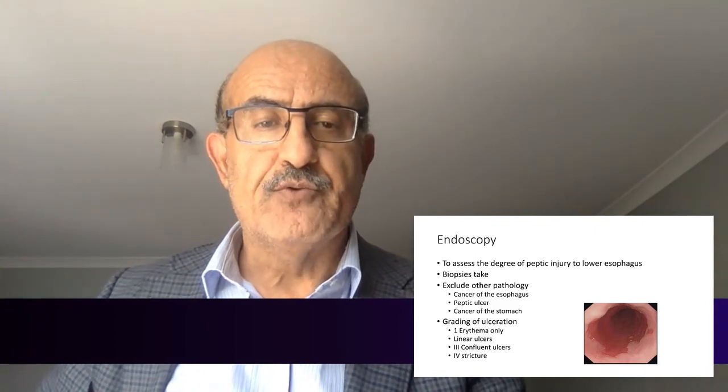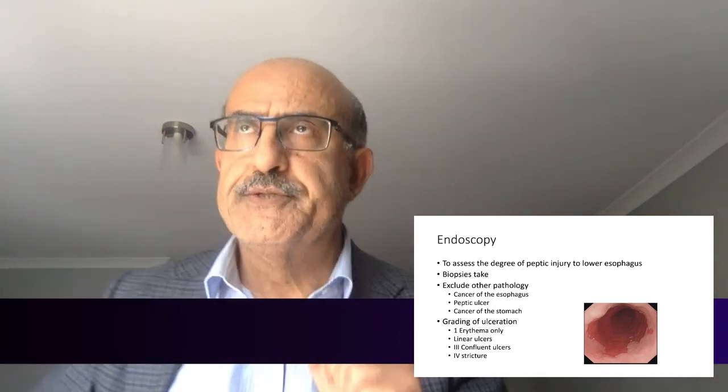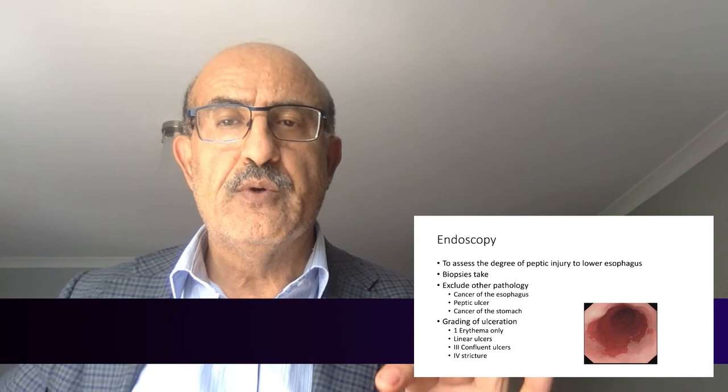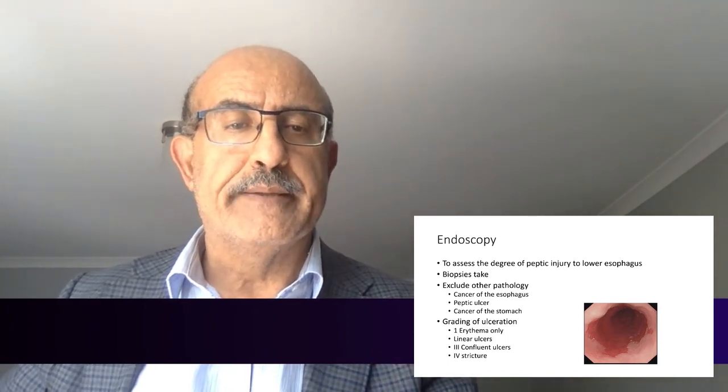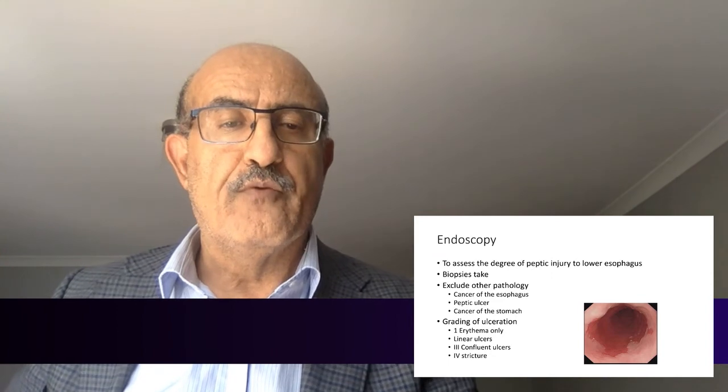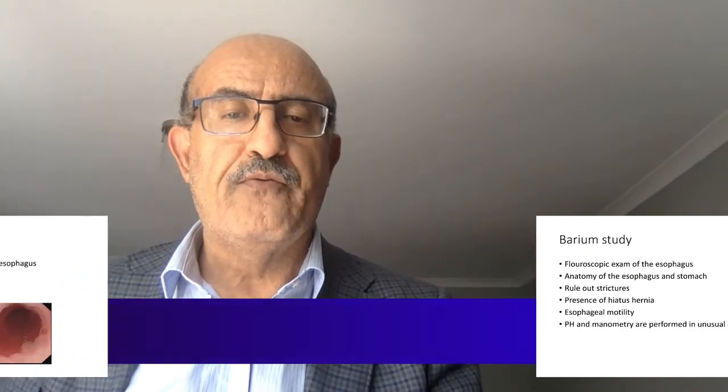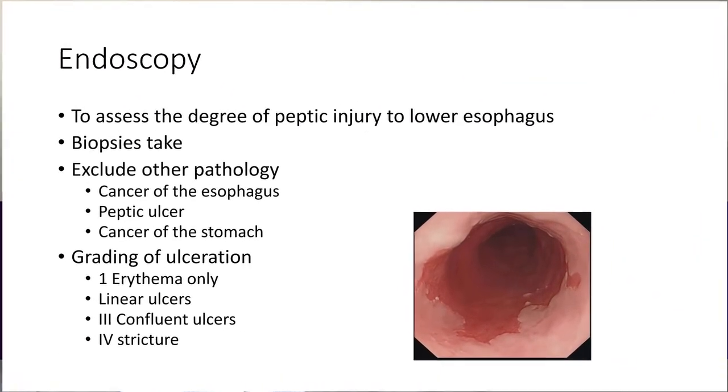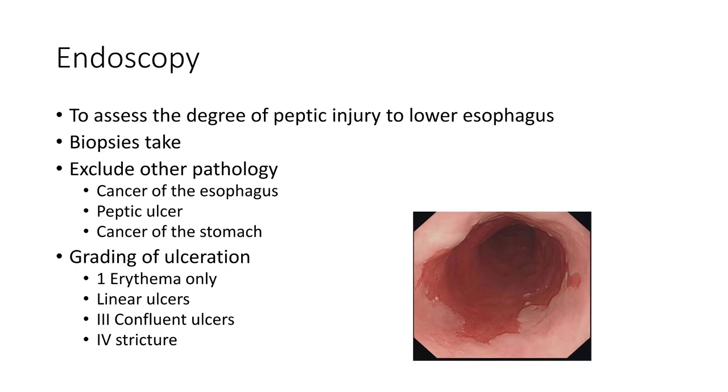Now, how do we assess these patients? We've taken the history, and on physical examination, it is very unlikely to find anything, in fact. So once the patient has these symptoms, we will need to do a minimum of two things, which is endoscopy and an upper GI swallow in the form of barium or Gastrografin swallow to assess them. What we are looking for in the endoscopy is, as I said earlier, to assess the degree of the peptic acid injury to the lower esophagus. We will have to exclude more serious or different pathologies, such as cancer of the esophagus.